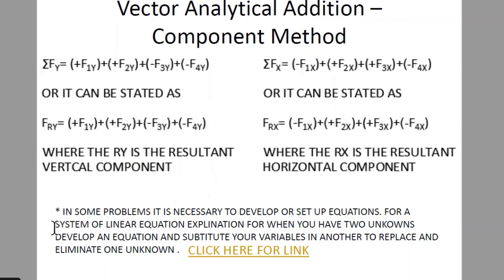In some problems, it is necessary to develop or set up equations for a system of linear equations. For example, when you have two unknowns, develop an equation and substitute your variables in another to replace and eliminate one unknown. You can click at the bottom of the PDF for a link.